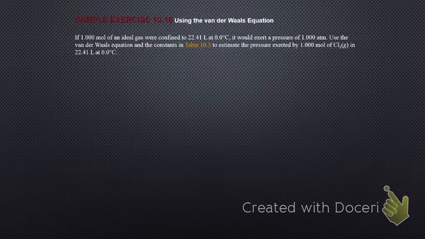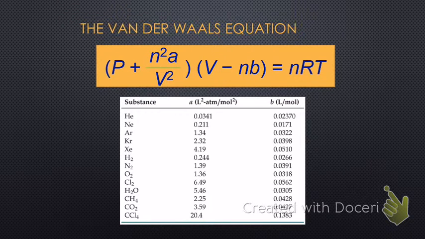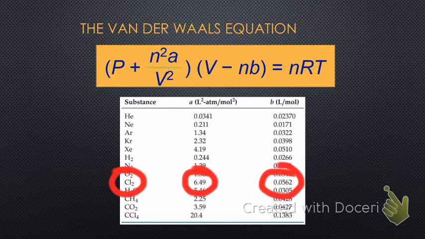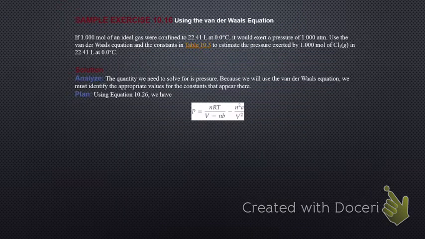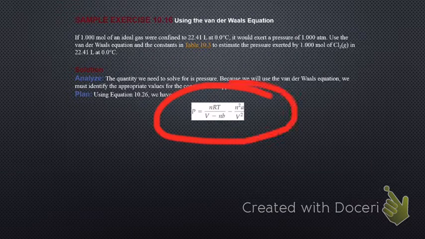Okay, so you have to be able to look back at chlorine gas. So if we look at chlorine gas, 6.49 is the value for A. The value for B is 0.0562. So now we're going to utilize the van der Waals equation, and we need to manipulate it in order to solve for pressure.